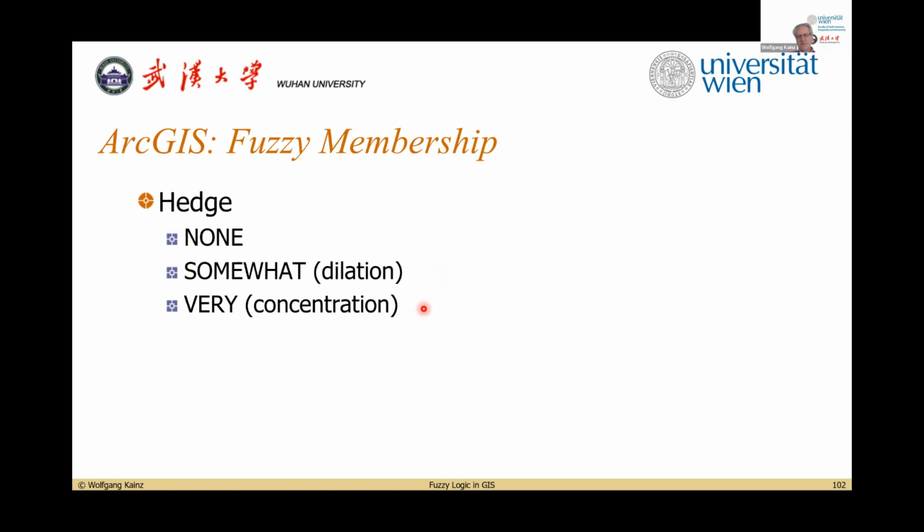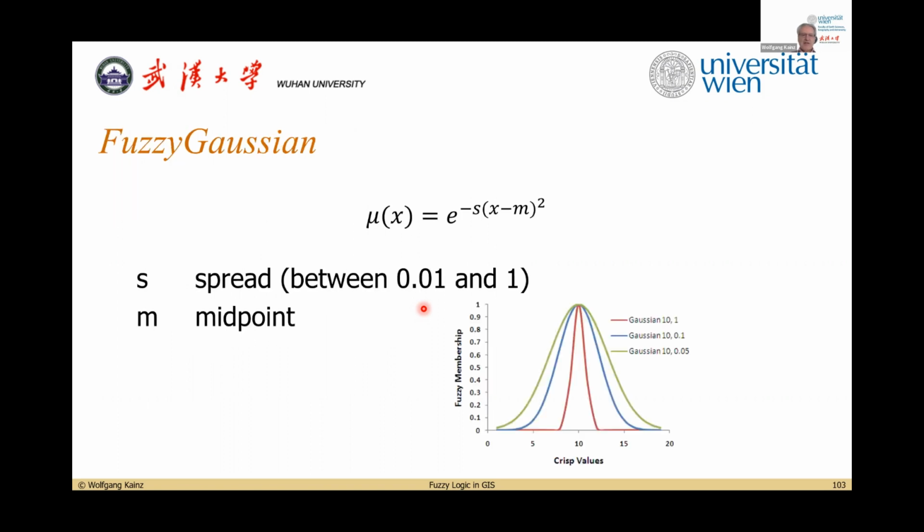So if you look back in our slides or in our classes when we were discussing hedges, you will see what the dilation and concentration operators mean. Usually the concentration operator is taking the square of the membership values, and the dilation operator usually is taking the square root of the membership values. So that's what you can do in ArcGIS.